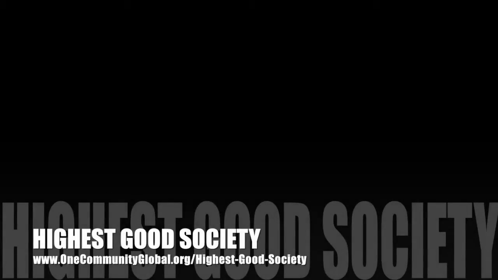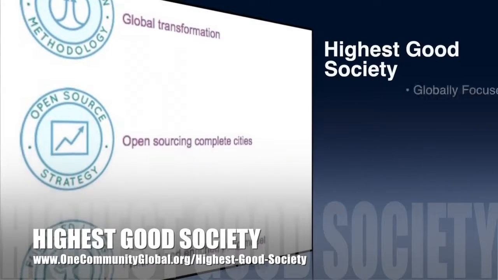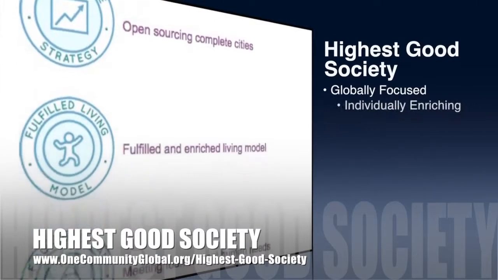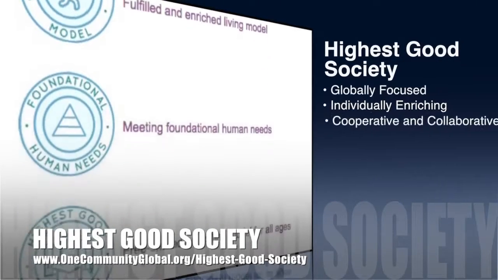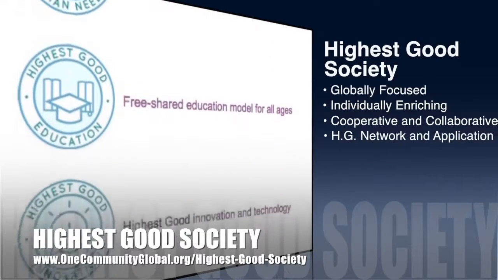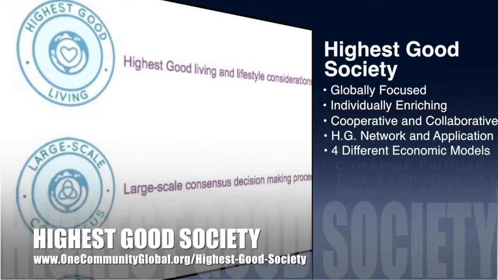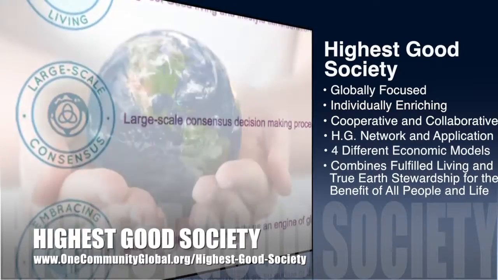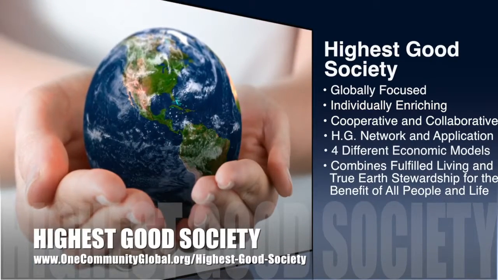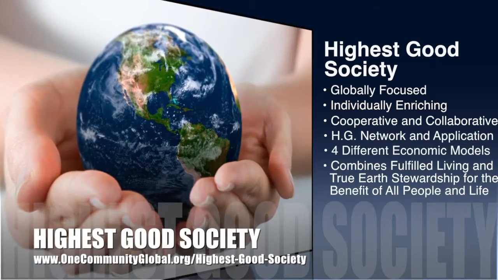The one community approach to highest good society is globally focused, individually enriching, cooperative and collaborative, includes a highest good network and application, 4 different economic models, and combines fulfilled living and true earth stewardship for the benefit of all people and all life on this planet.